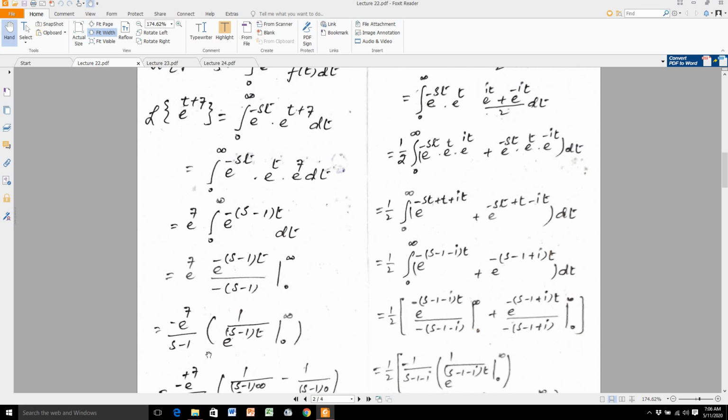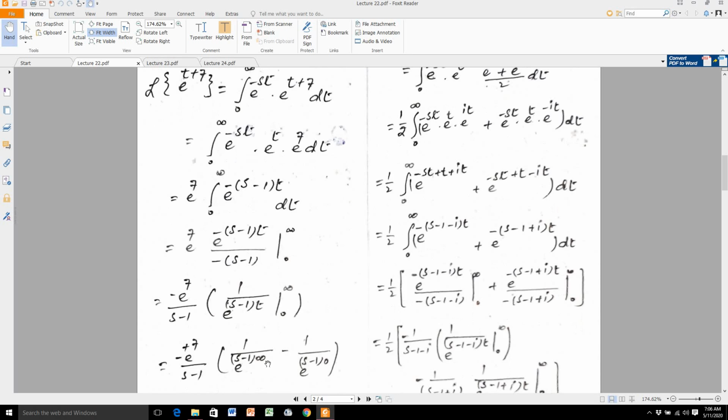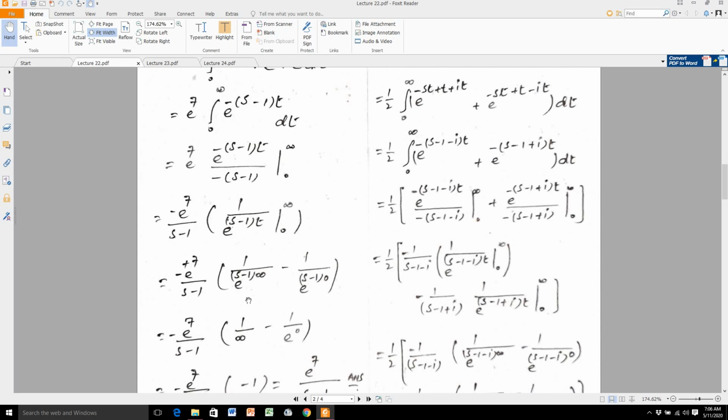When we take the integral of this exponential function, we get e raised to the power minus into s minus 1 into t divided by minus into s minus 1, from 0 to infinity. Here I take this negative s minus 1 outside, and it is written as minus e raised to the power 7 over s minus 1, and this part is written in this form from 0 to infinity. In the next step I apply the limits, or evaluate the function at the given limits.